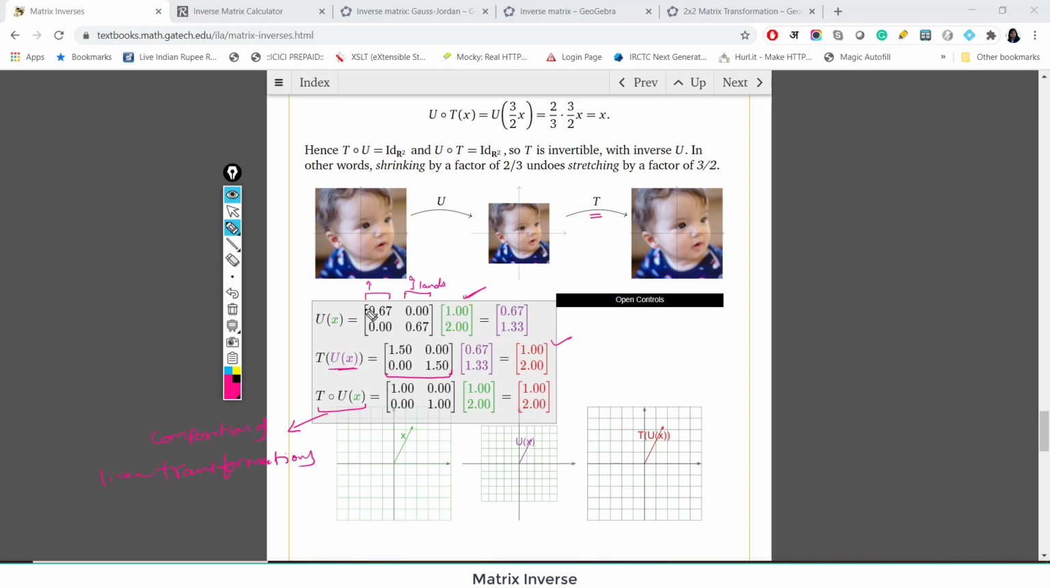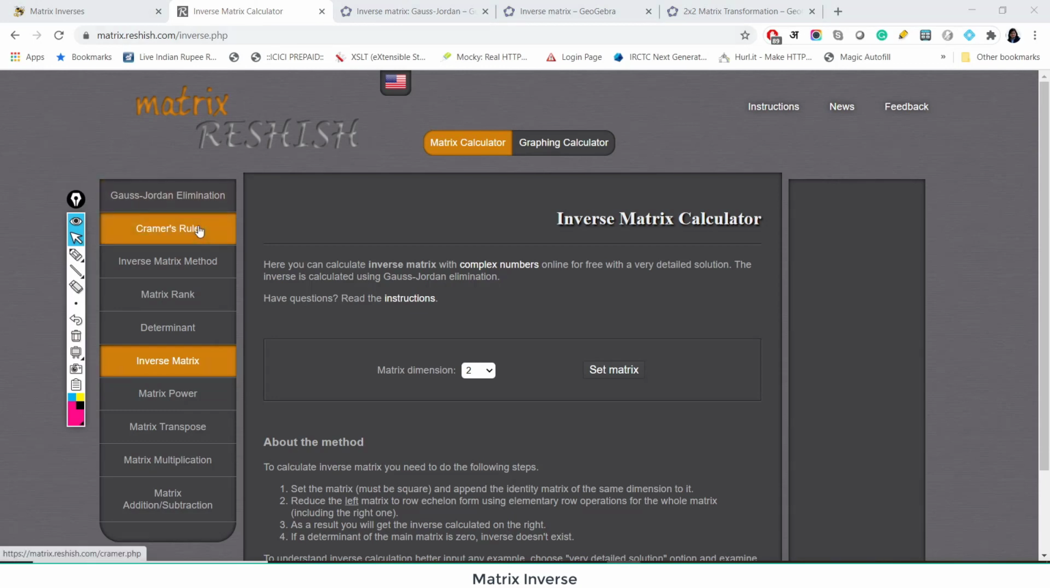But if you are not sure that we are getting these things, you can verify these results by using some matrix calculator. Let me show you here. The matrix is 0.67, 0, 0 and 0.67. And I want to see what is its inverse, and I want to verify that this is the inverse. So let me show you. Here is our matrix calculator. I'll show you different other calculators as well.